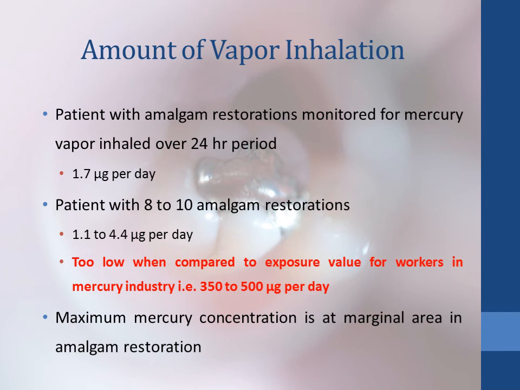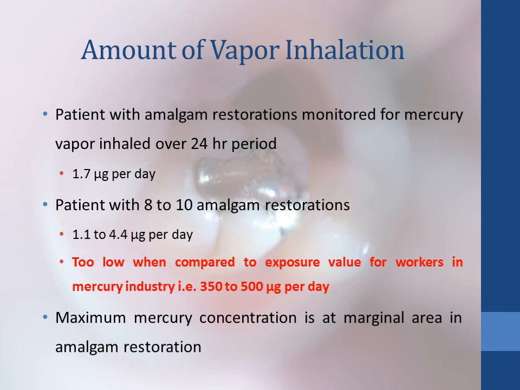If a patient with amalgam restoration was monitored for mercury vapor inhaled over a 24-hour period, it was noted to be just 1.7 micrograms per day. In patients with about 8 to 10 amalgam restorations, it was from 1.1 to 4.4 micrograms per day. This was too low when compared to workers in the mercury industry, who actually inhale 350 to 500 micrograms per day.